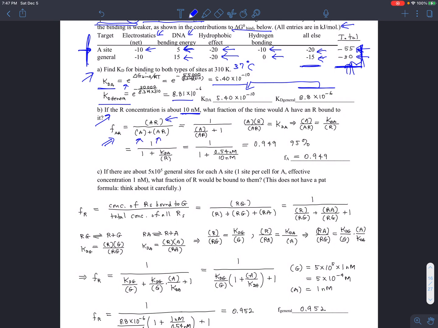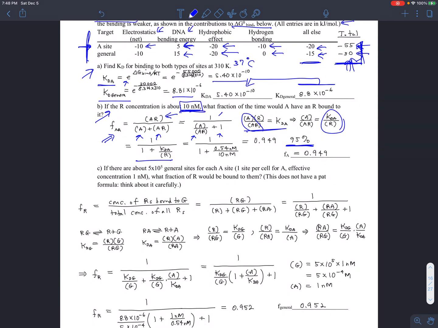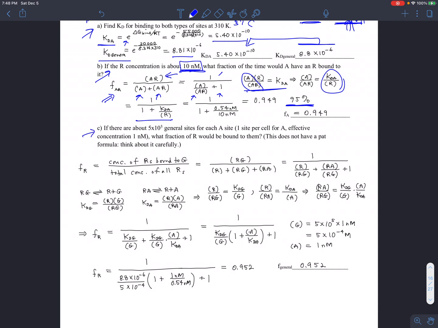over the total amount of A, whether it's bound or not. And that is equal to 1 over A over AR plus 1, but we know from the equilibrium constant that A over AR is equal to KD sub A over R. And so we can plug that in here. Our fraction is 1 over 1 plus KD over R. We know R, we know KD, so it's just a matter of plugging in, and we get 95% saturation at an R concentration of 10 nanomolar. So A is 95% saturated if the concentration is 10 nanomolar, and that leads us to the next question down.